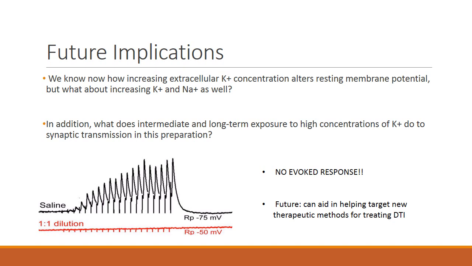Thus, it appears that increasing the extracellular potassium concentration has detrimental effects on synaptic transmission, and these studies can help to provide evidence that DTI could affect healthy cells due to an increase in the extracellular potassium concentration as a result of the dumping of intracellular stores after damage. So in the future, this study can aid in helping target new therapeutic methods for treating DTI, and our procedure helps to provide preliminary data to back this proposed analysis.